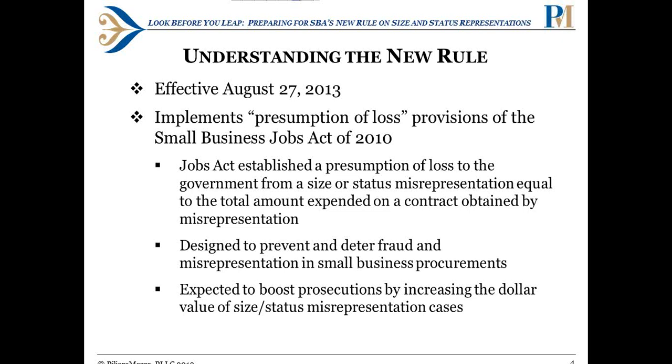misrepresent size and status. So this law, the Jobs Act in 2010, says that the presumption of loss, in other words, the damages to the government for a misrepresentation, can be up to the entire value of the contract that was won by misrepresentation. So obviously that can be a very significant penalty. Under the law, the SBA was directed to implement rules, in particular rules to provide protections for companies that make unintentional errors. And the SBA proposed those rules in October 2011, and now we're just getting to the final rules roughly 2 years later.